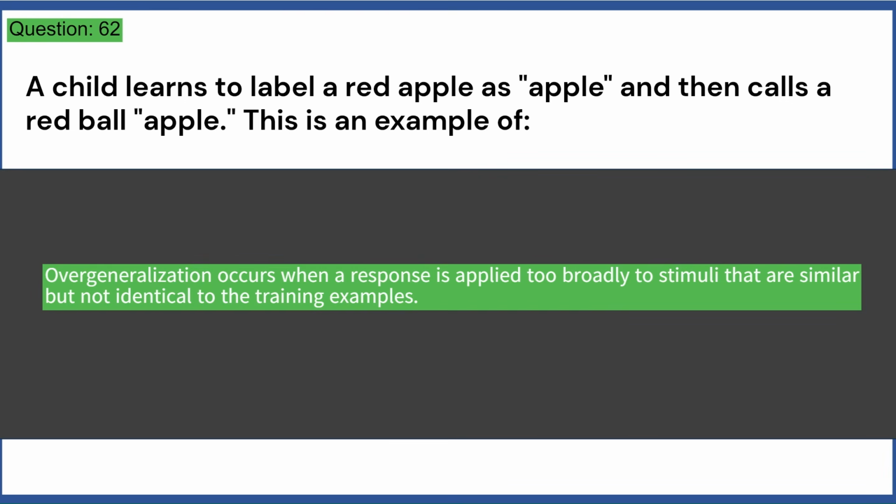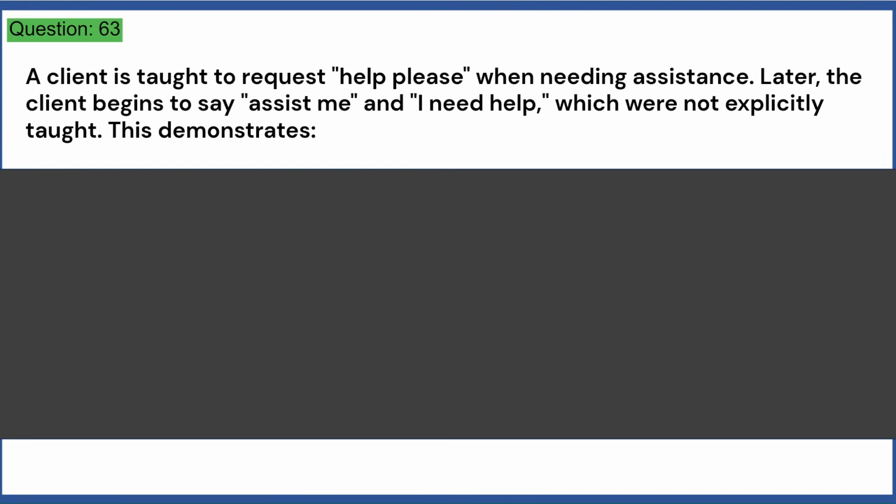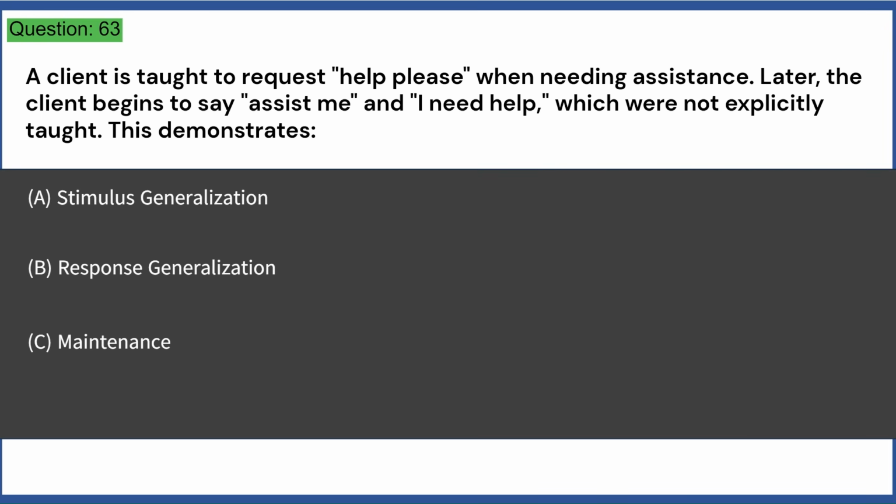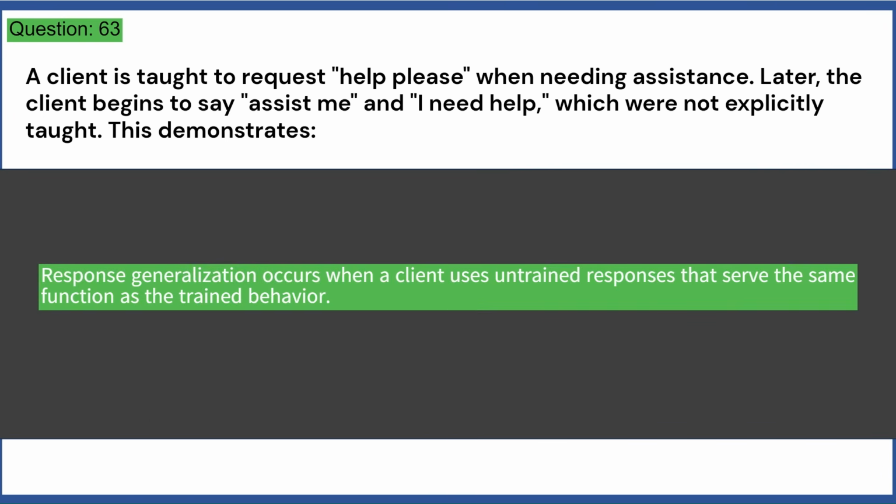A client is taught to request "help please" when needing assistance. Later, the client begins to say "assist me" and "I need help," which were not explicitly taught. This demonstrates A. Stimulus generalization, B. Response generalization, C. Maintenance, D. Prompt dependency. Answer B. Response generalization occurs when a client uses untrained responses that serve the same function as the trained behavior.